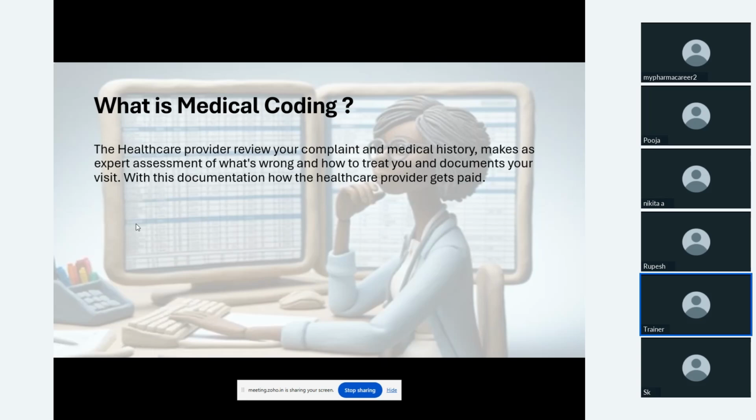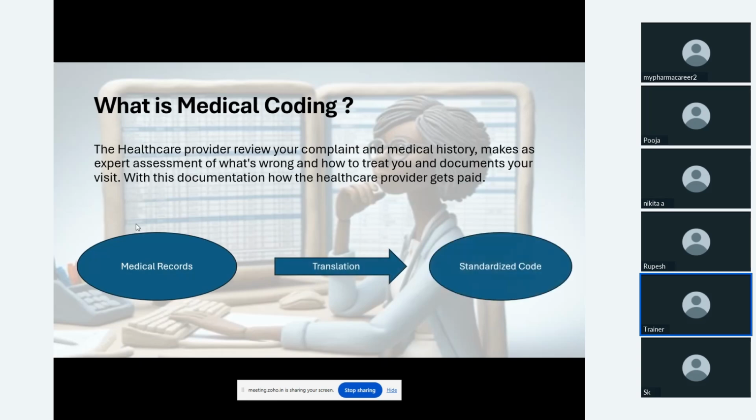So this is how people in the US are treated and the doctors are paid. So what do we do here? We get the documentation reports, the medical record, and we translate it into a standardized code. This is the basic thing about medical coding. In that documentation there will be the history of the patient, what's wrong, what is going on, and how we have treated that patient. We translate that documentation into standardized code. I hope you understand the basics of medical coding.